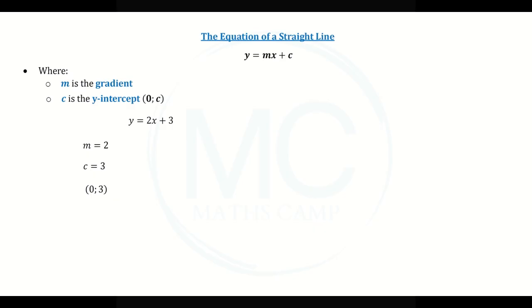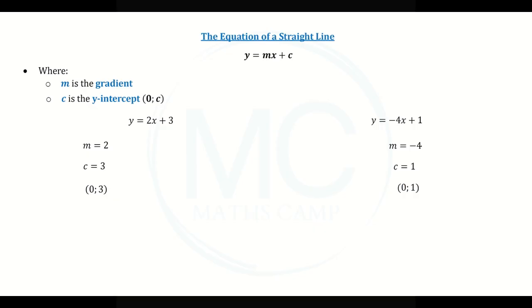Another example is y is equal to negative 4x plus 1. Here, the gradient m is negative 4. So the line has a negative slope. The value of c is 1. So the y-intercept is (0, 1).